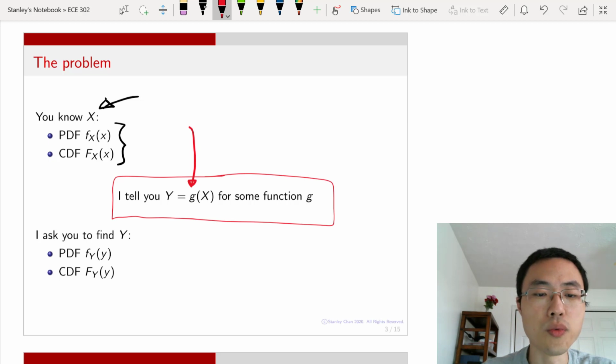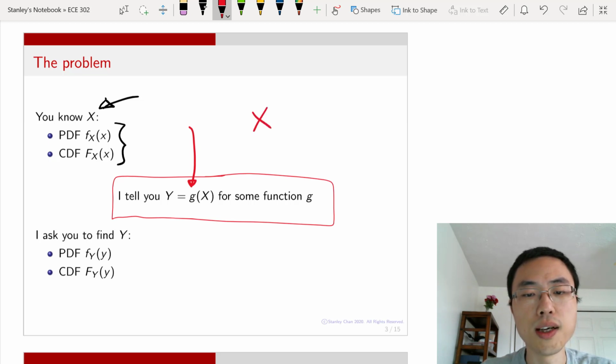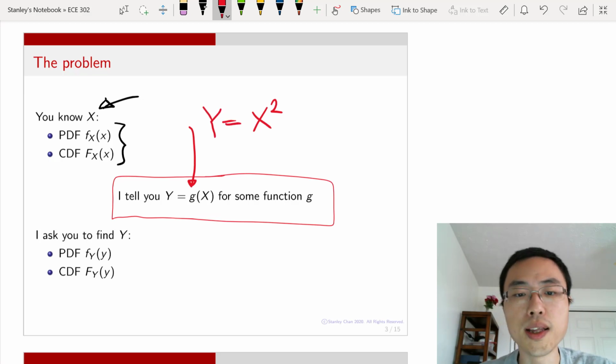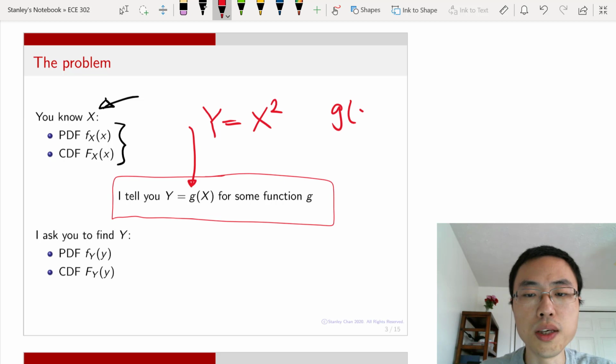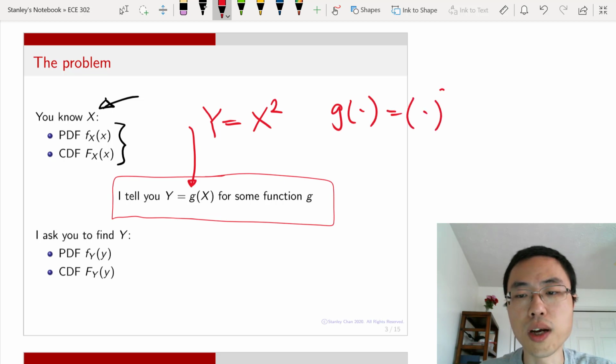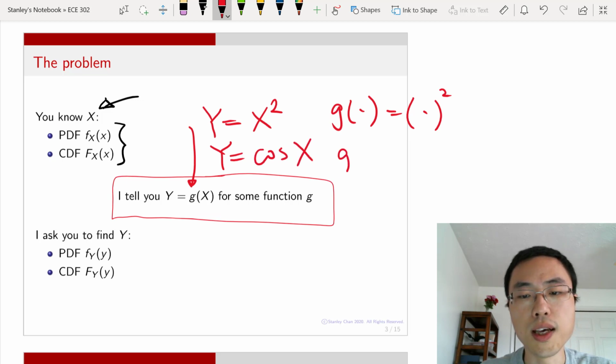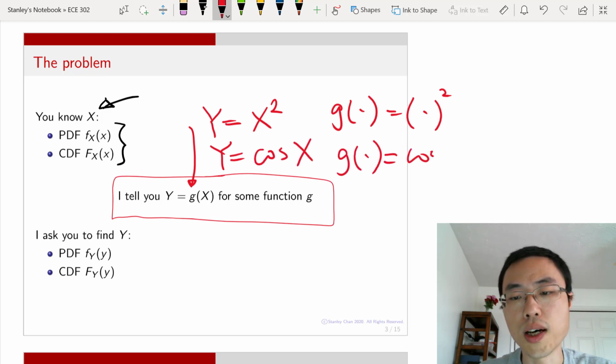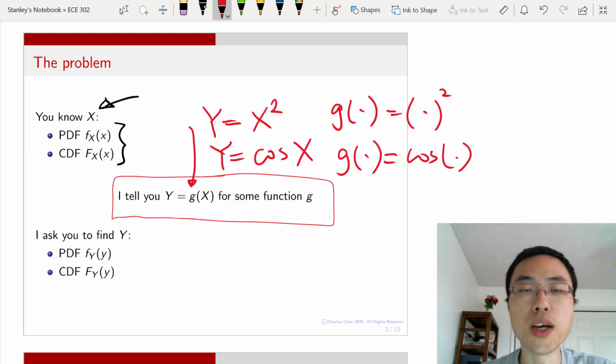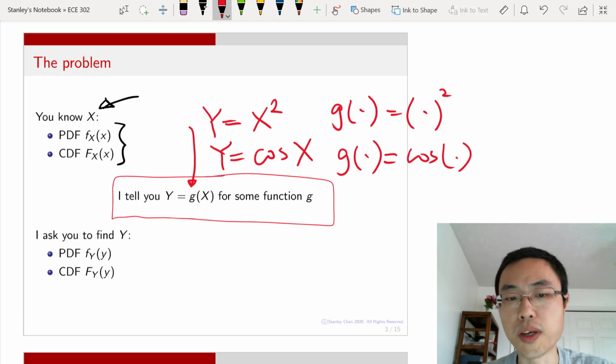Now you can think about what does this transformation mean. Let's say I have a random variable x, and then I want to take a square and I define it as a new random variable y. Then your g will be defined as the square operation. Or you can say that my y is going to be a cosine of x. Then your g will be a cosine function. So g can really be any kinds of transformation.